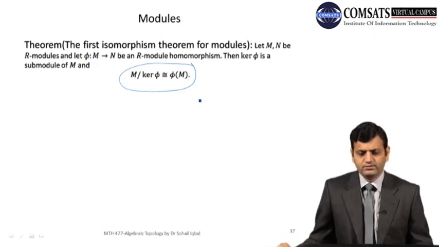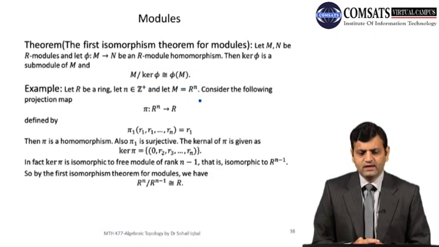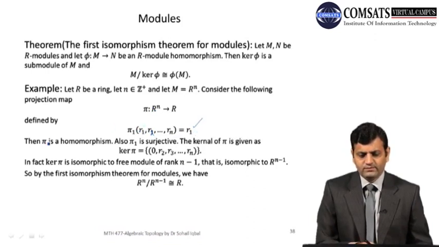Once again, we are not doing the proof of this result, but if you are interested, then you can have a look at any book on modules. As an example, consider M equal to R^n, which is a free module of rank n, and take N to be equal to R, and define the map π1(r1, r2, up to rn) equal to r1, just the first coordinate of R^n. Then π1 is a homomorphism. I'm leaving this as an exercise for you to see why π1 is a homomorphism.